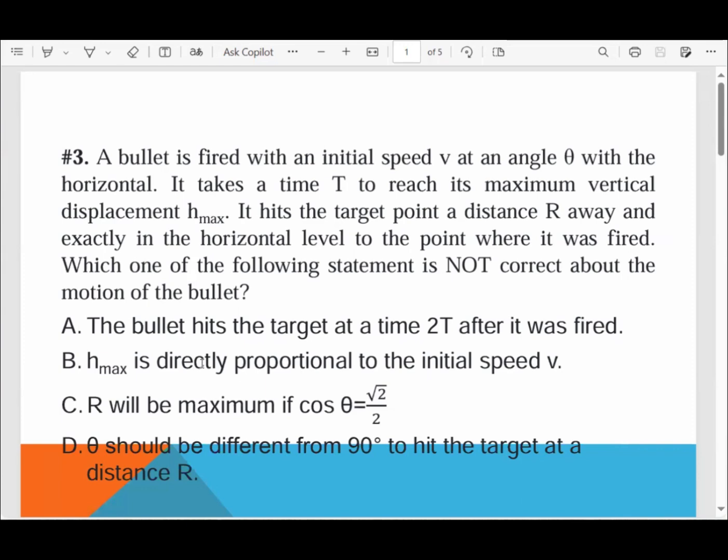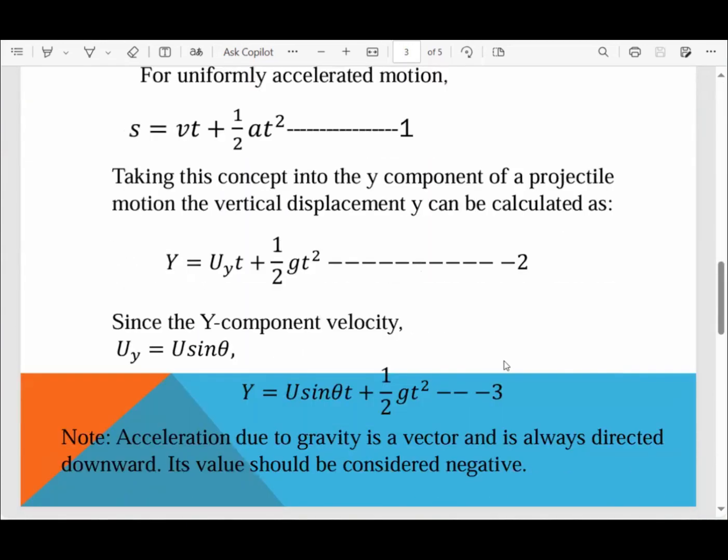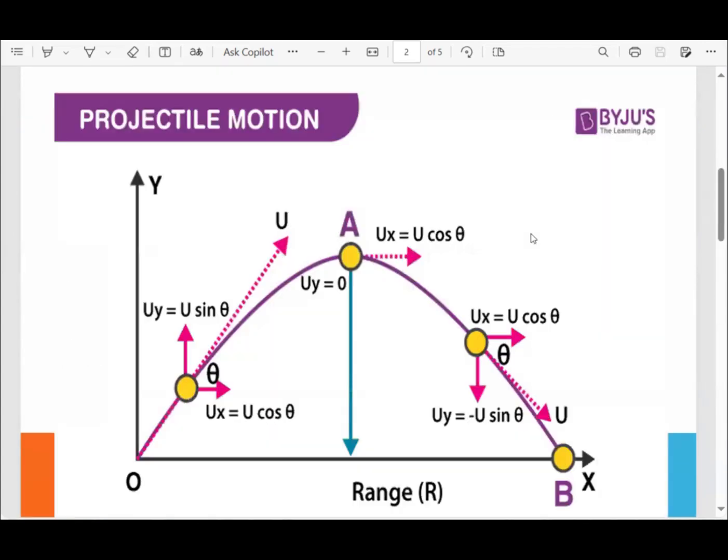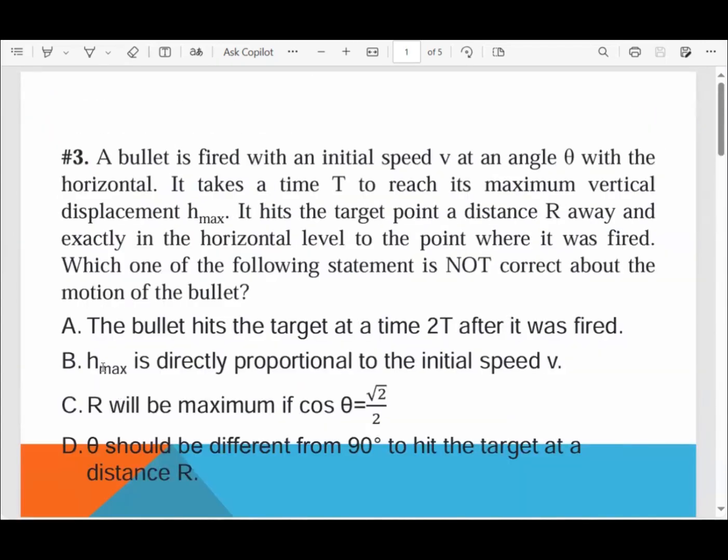B, h max is directly proportional to the initial speed v. Since our equation says the maximum displacement is u squared sine square of theta over 2g, it depends on the square of the initial speed. Therefore, in B, it says h max is directly proportional to the initial speed. It is not true, because it is not directly proportional to the initial speed, but it is directly proportional to the square of the initial speed.